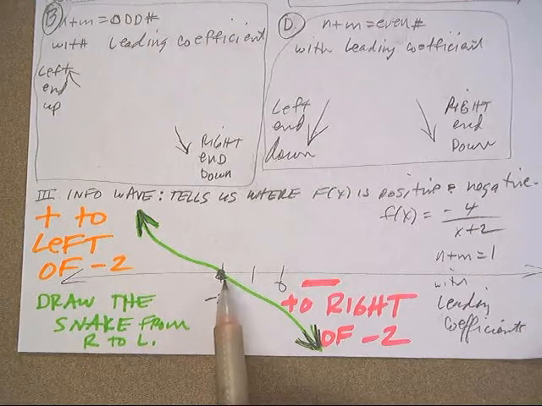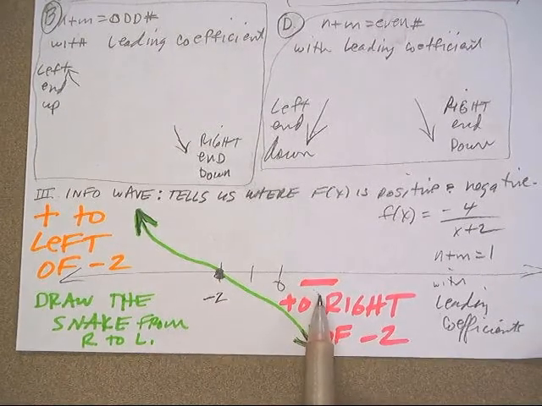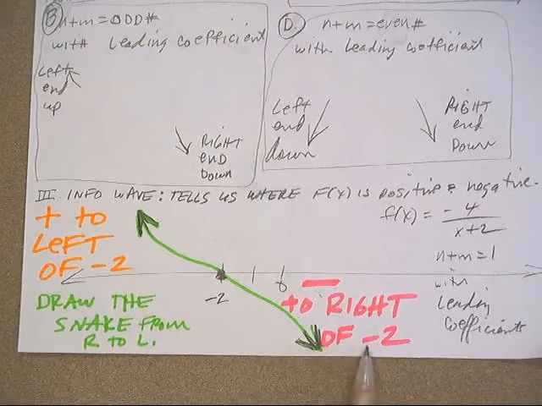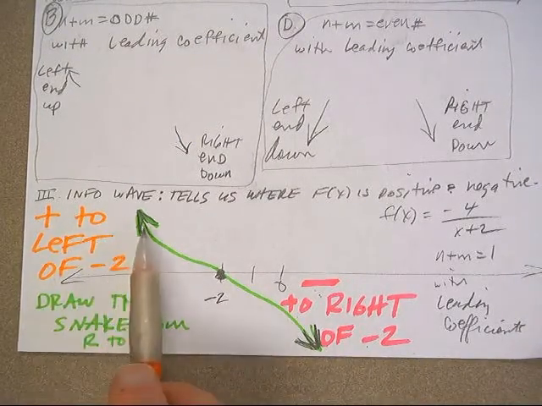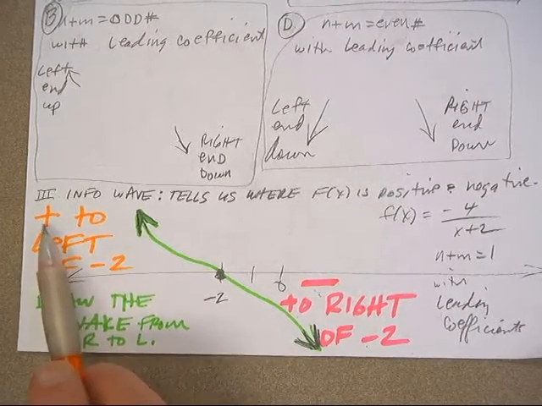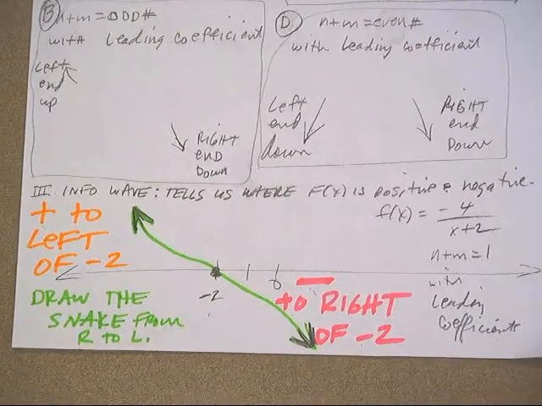What this means is to the right of -2, I'm always negative. I even wrote to the right of -2, duh. And over here, if I'm to the left of -2, I'm always positive. And that's what you'll need every time out of the info wave.